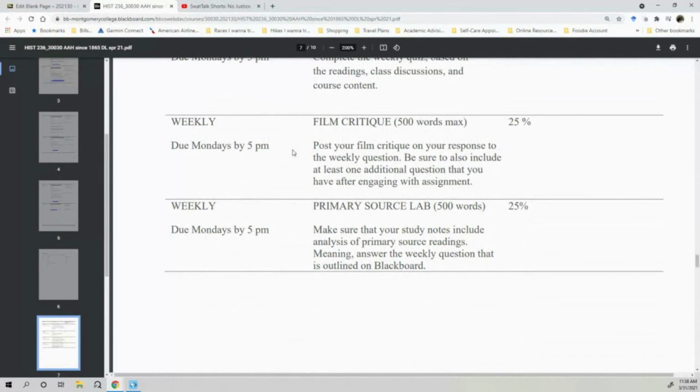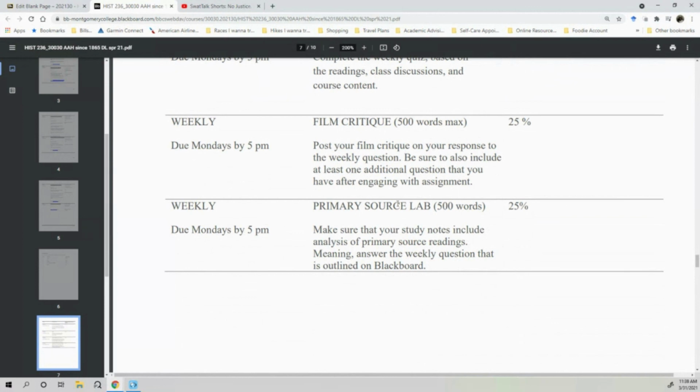Weekly film critique. You do not have a film critique for the first week because I'm giving you time to get adjusted to the flow of the class, right? So you have a film critique, which is no more than 500 words as well. You're going to post your response to the question that I submit on Blackboard by the following Monday at 5.